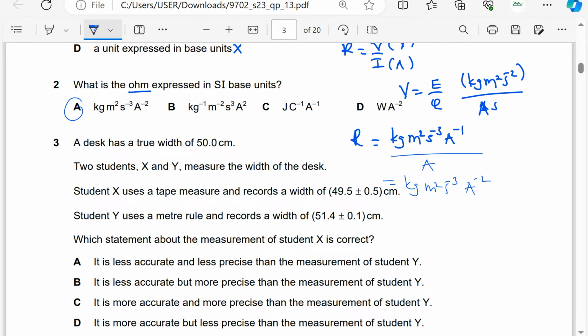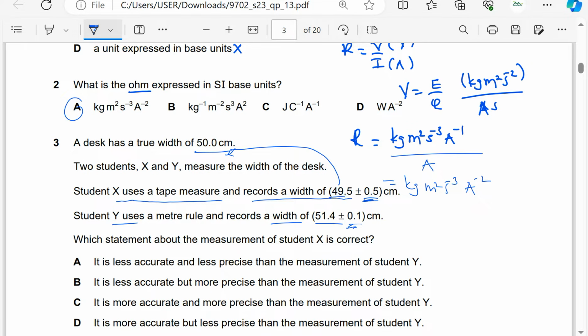The desk has a true width of 50 centimeters. True width. Two students X and Y measure the width of the desk. Student X uses a tape measure and records the width of 49.5 plus or minus 0.5 centimeters. Student Y uses a meter ruler and records a width of 51.4 plus or minus 0.1 centimeters. So you notice that 49.5 is closer to 50 compared to 51.4. But then when you look at the precision, this is plus or minus 0.5. This is plus or minus 0.1.